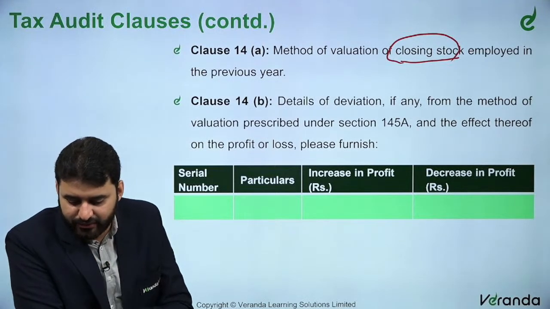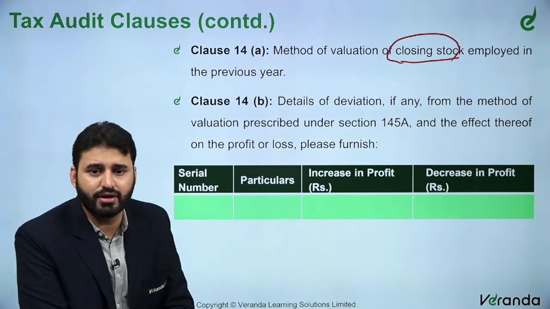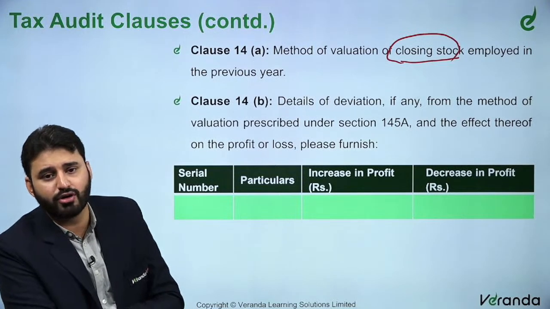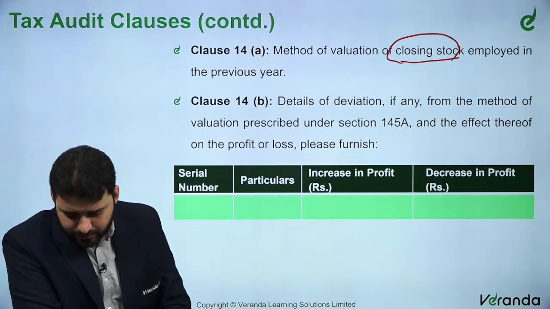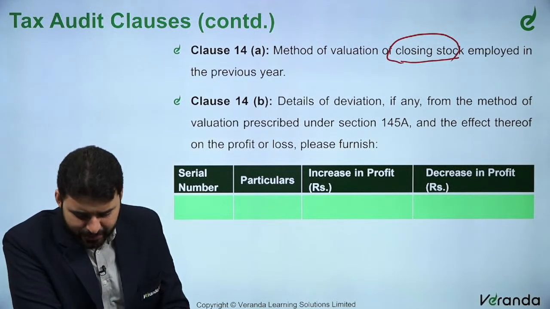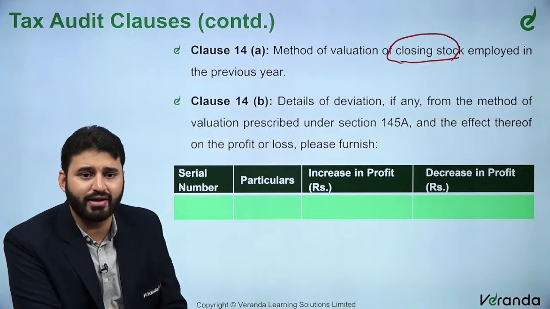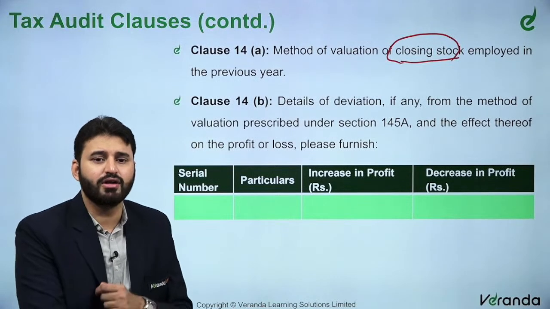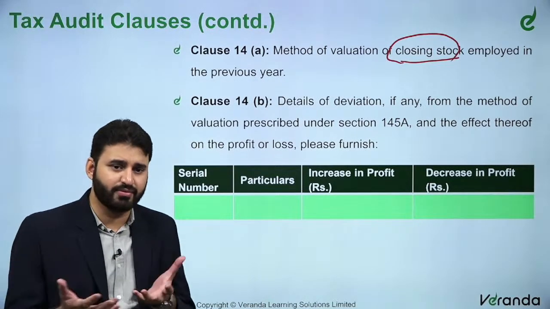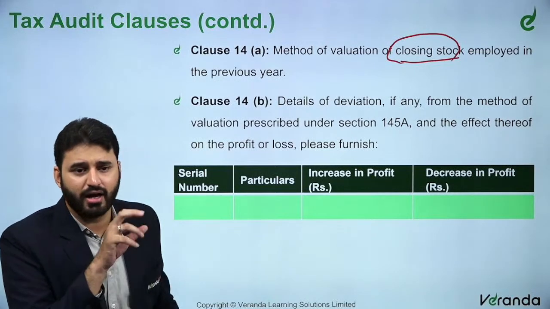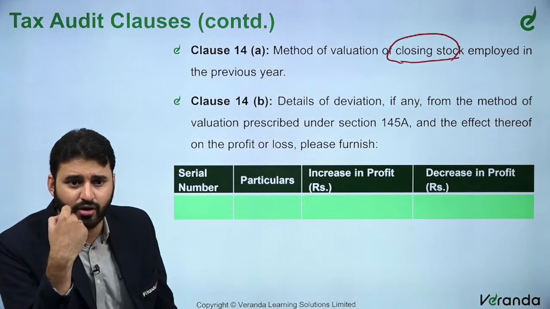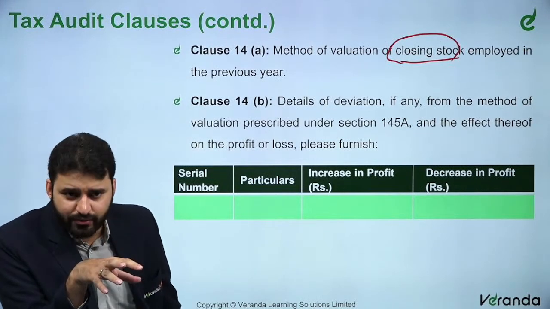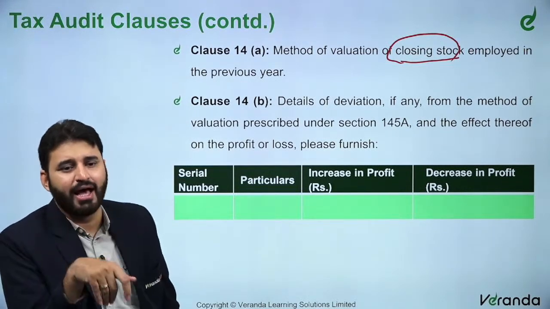Details of deviation, if any, from the method of valuation prescribed under section 145A and the effect thereof on the profit or loss, please furnish. So under 145A, which is your ICDS standards, the method of valuation is prescribed. You will have to see whether the closing stock that you are using to value for your books of account for preparing your audit differs from what is prescribed under 145A. If there is a change in the same, then this has to be done.